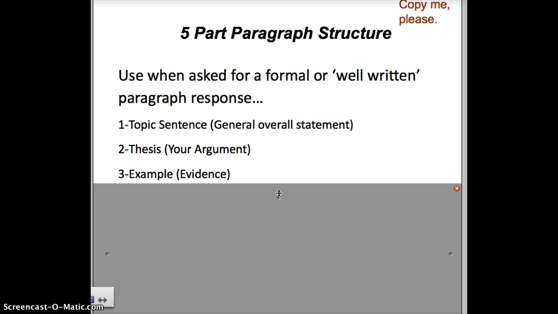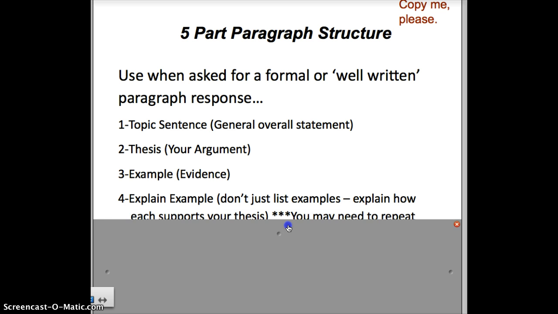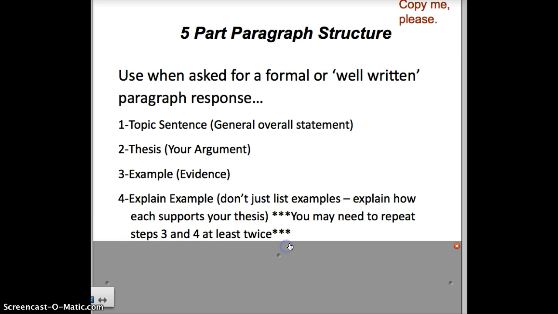This is your evidence to prove what you are arguing in your thesis. You should have, at minimum, 2 to 3 examples from your text. This is the key, one of the most important parts, second only to the thesis. When you give examples, you can't just list them. You need to explain how they support your thesis. As we said, you need at least 2 or 3 examples and to explain them, so you will need to do steps 3 and 4 at least twice.